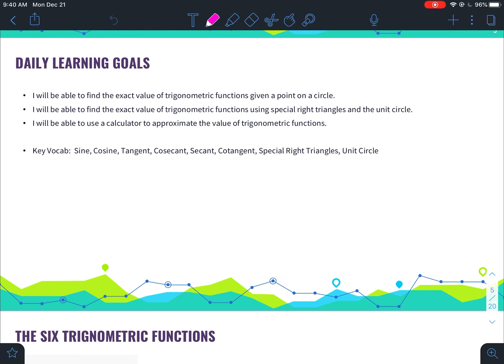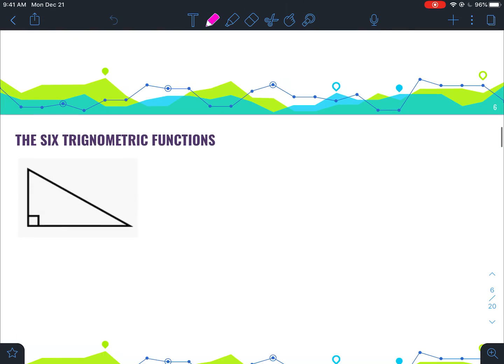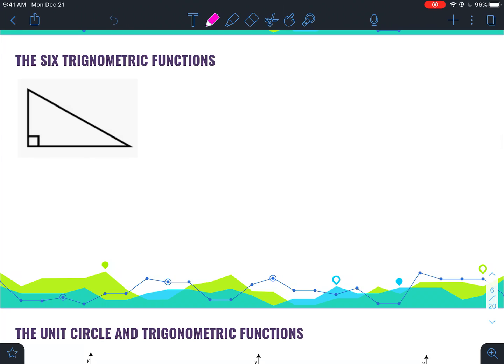So today we're going to talk about SOHCAHTOA. So we'll talk about finding the exact value of the trigonometric functions given a point on a circle. So we're going to do triangles in our circles. So sine, cosine, tangent, cosecant, secant, and cotangent. We're going to be able to use special right triangles to find those measurements of different angles within a unit circle or a circle on the coordinate plane. And then we'll also be able to use our calculator to approximate the values of those trig functions.